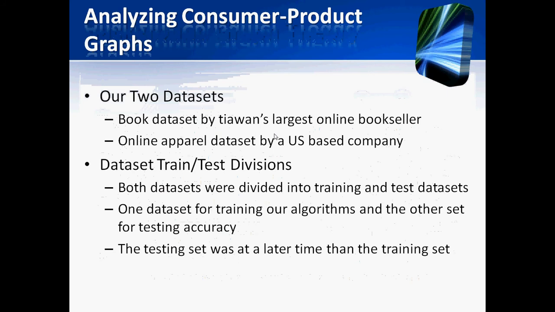Okay, there were two data sets used. One was a book data set by Taiwan's largest online bookseller. Another one was an online apparel data set by a US-based company. Again, the data was divided into test and training sets as we had done earlier in class.